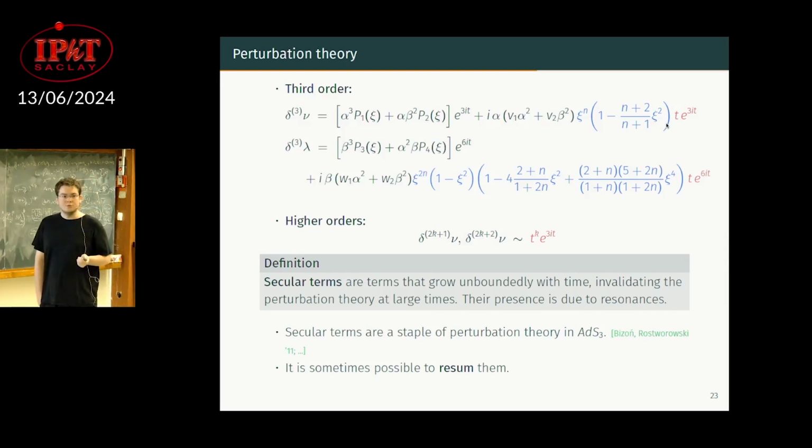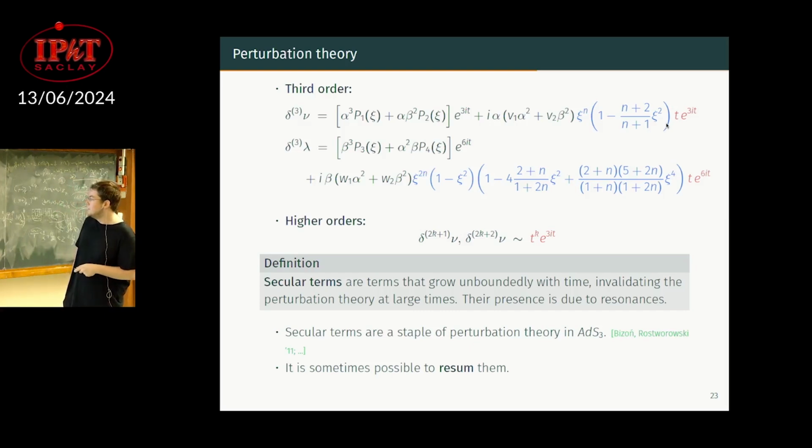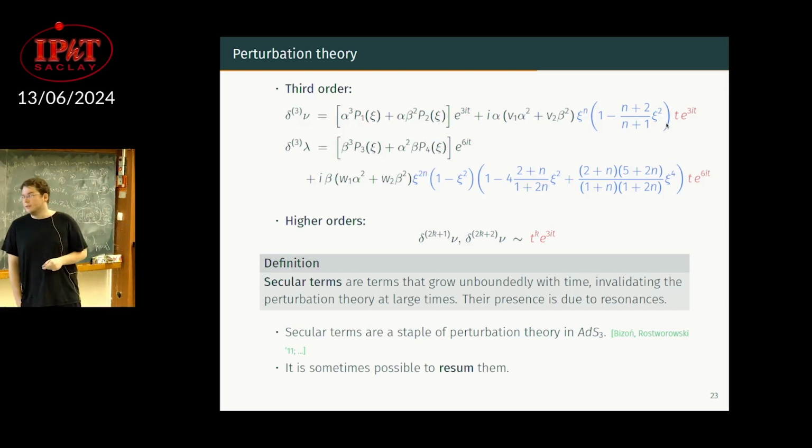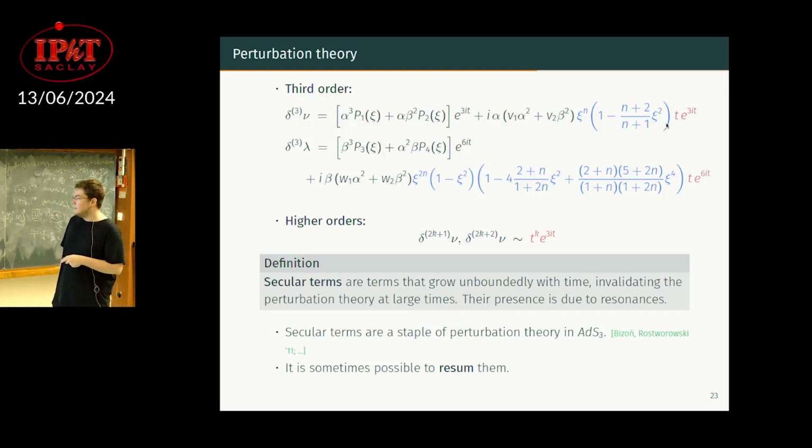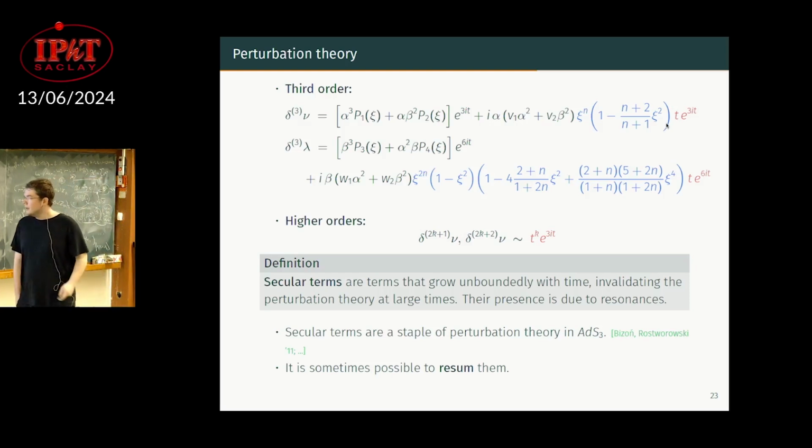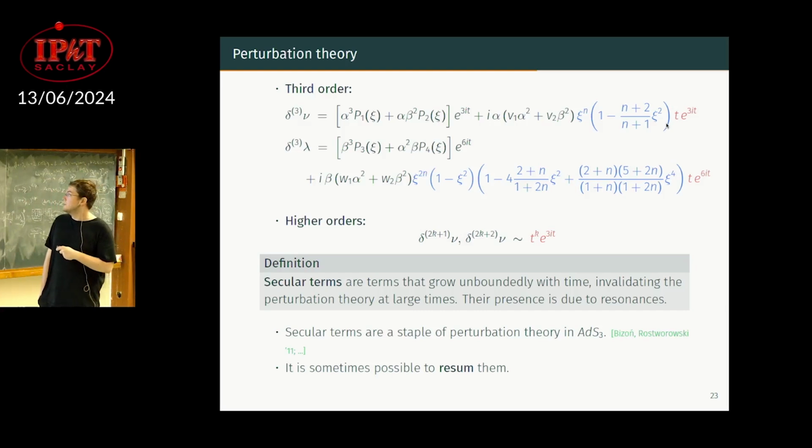And in general, their presence is due to resonances in the spectrum. In particular, they are staples of perturbation theory in AdS3. And this paper here originally studied them. And in this paper in particular, they have been shown to be associated with instabilities in the perturbation. And all perturbations that have terms like this that cannot be resummed actually fall into a black hole. But this is exactly the point. Sometimes it is possible to resum those terms, and this is what I'll be trying to do now.